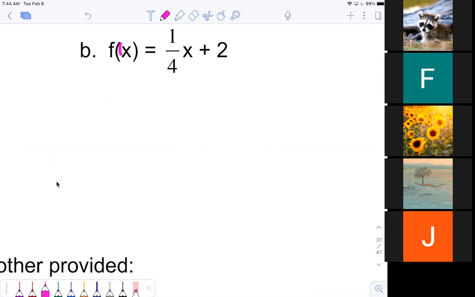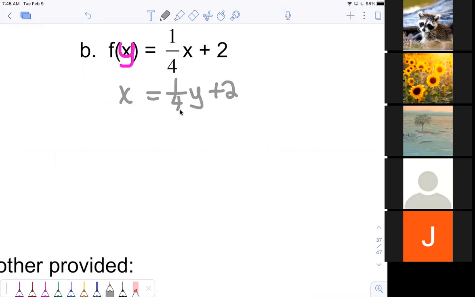So I first make this y equals, and I'm just going to cheat. I'm not going to write it again. Just make it y equals. And then you switch x and y. Faith, what would you do to solve this equation for y? You would subtract 2 from both sides. So let's take the 2 over.